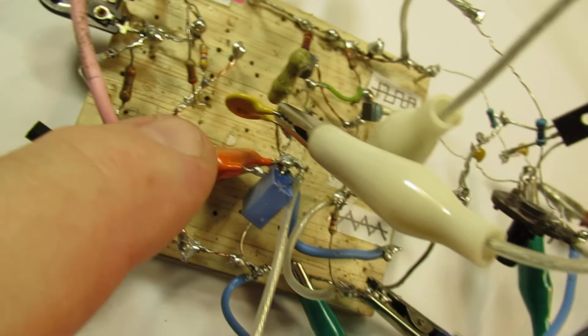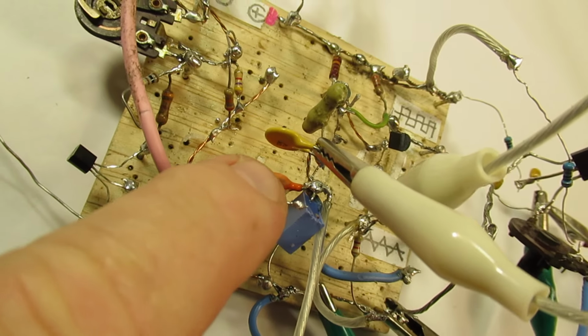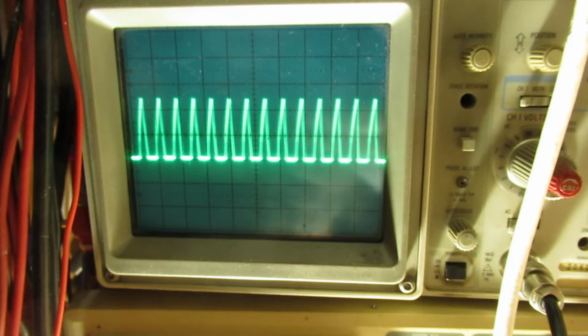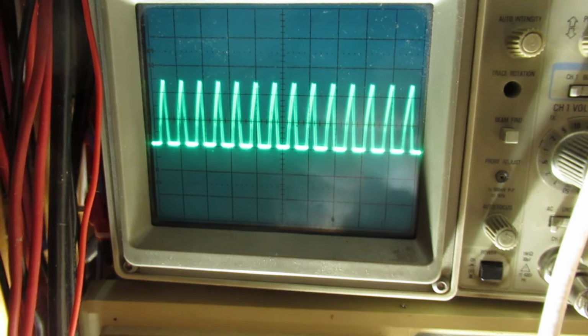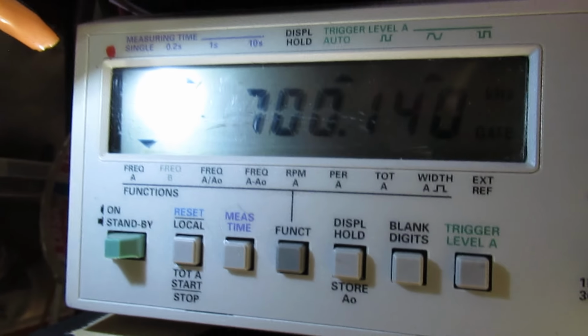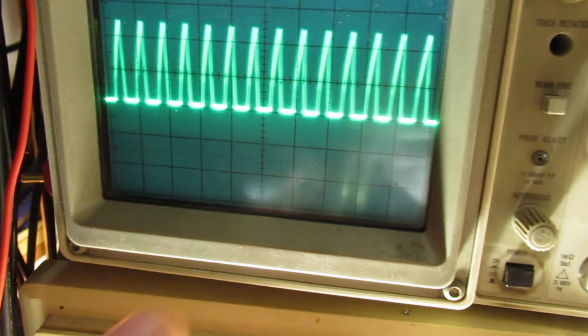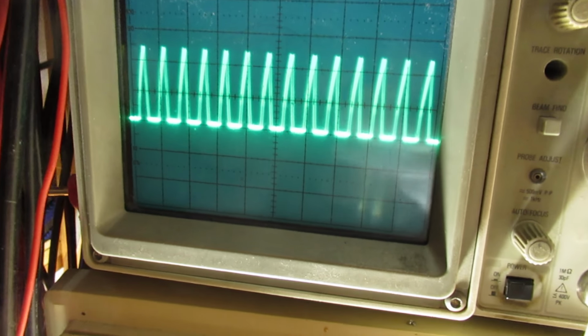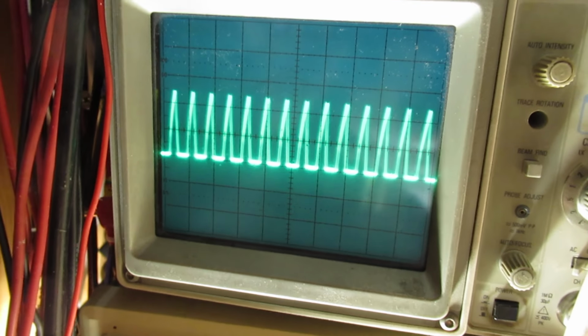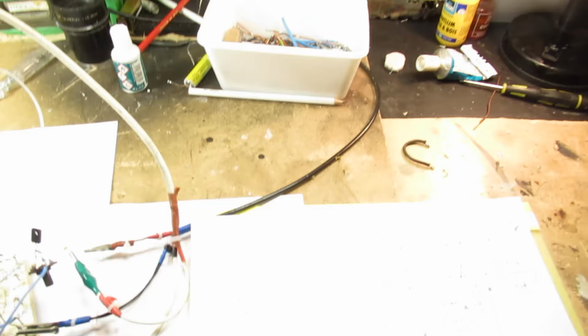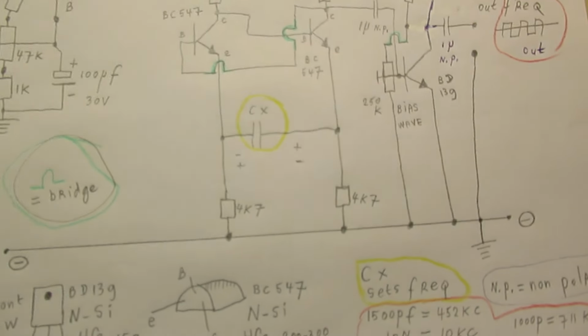This is that 1 nanofarad capacitor, that is 1000 picofarad. This is the waveform, and we are on 700 kilohertz, kilocycles. That is quite high, and I think that this is quite a good waveform given that high frequency and a very simple setup of this schematic.